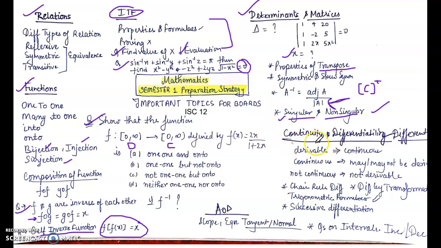Now, continuity and differentiability, or differentiation. I am combining all this and telling you here. These three properties must be mugged up. If a function is derivable, then it is continuous. If it is continuous, then it may or may not be derivable. If it is not continuous, then it is not derivable.